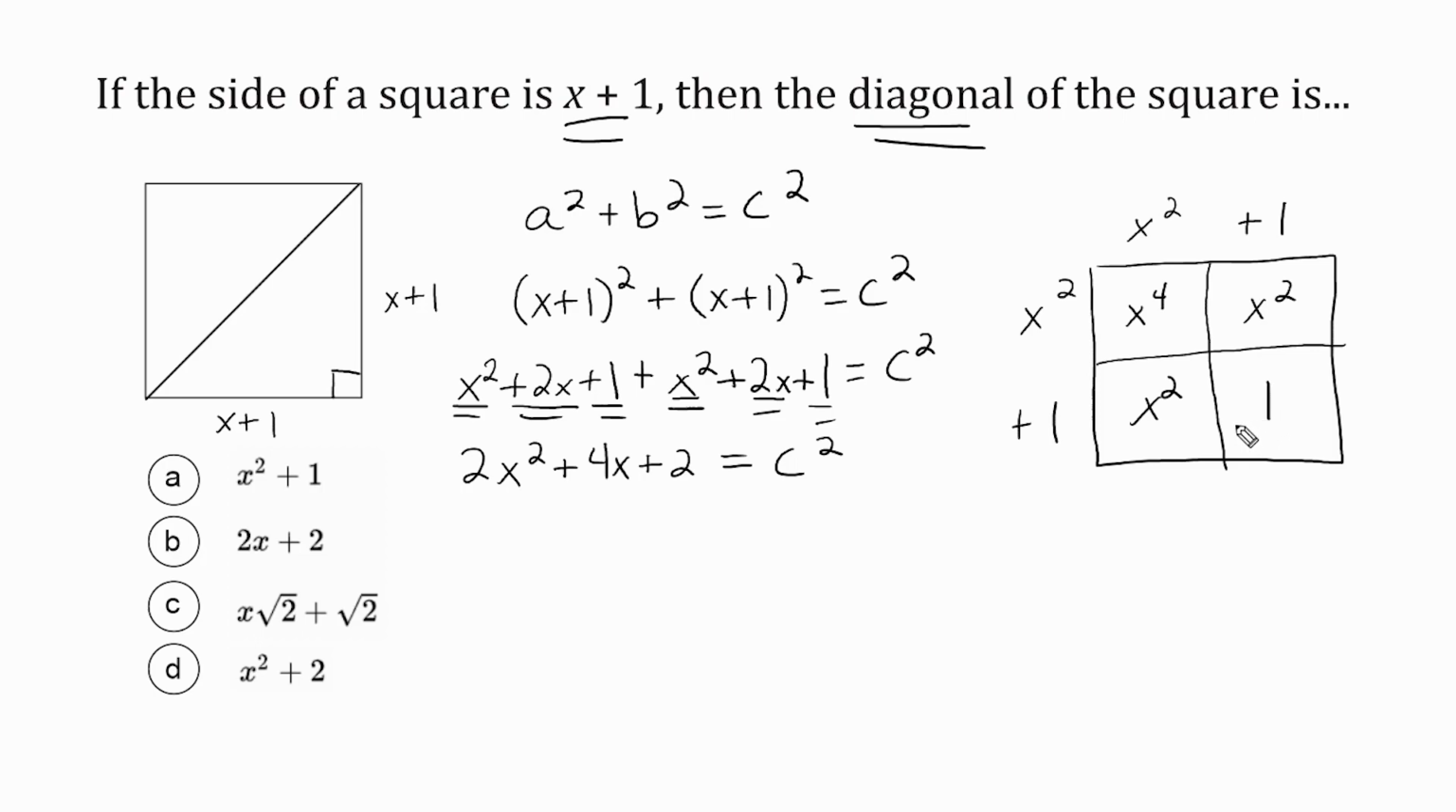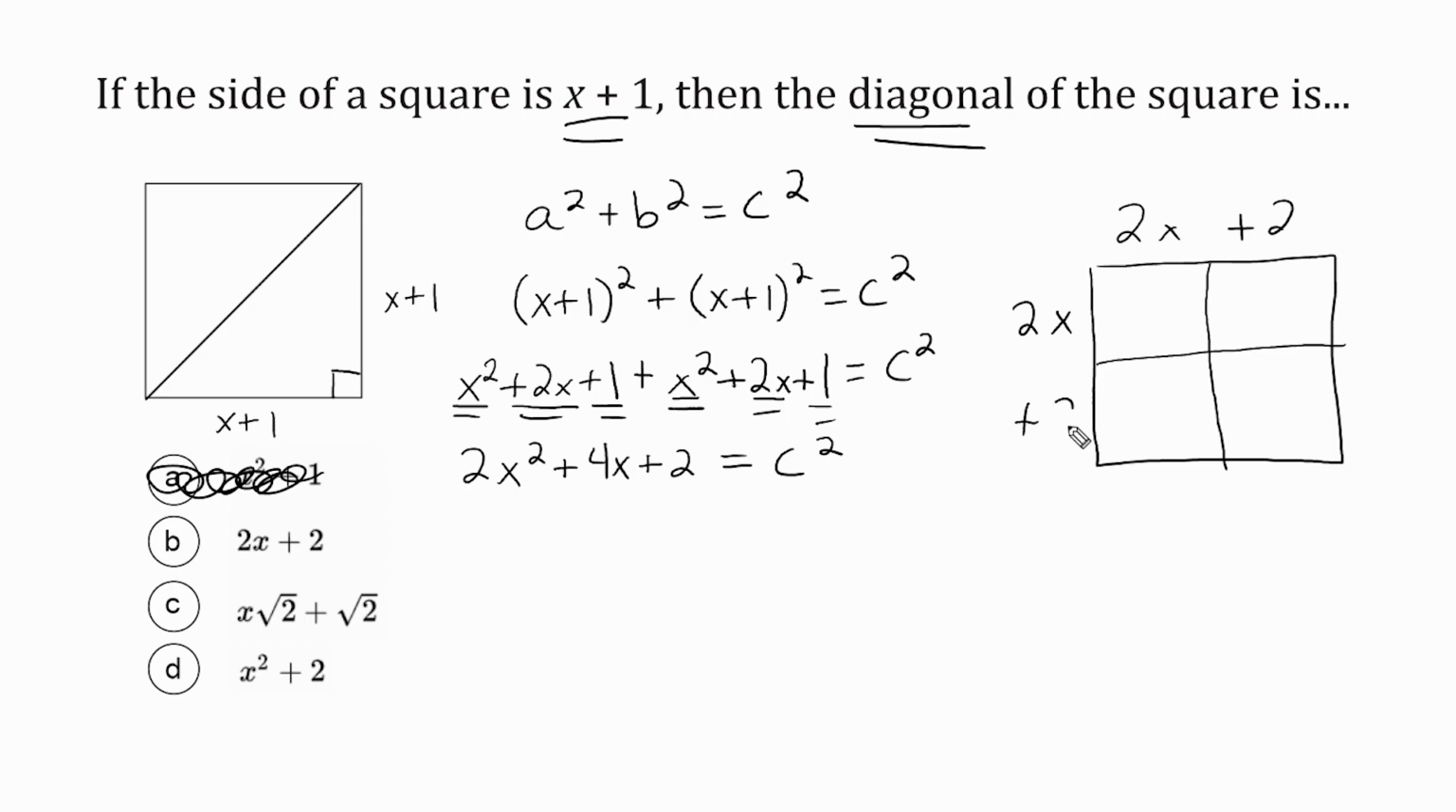Now, we should notice right off the bat that this is not going to be equal to this expression. If we were to add all of these terms together, we would get x to the fourth plus 2x to the second power plus 1. Notice we do not have any x to the fourth power terms in this expression, so we know that we can eliminate choice A. All right, let's go ahead and square 2x plus 2 and see if we get an equivalent expression.